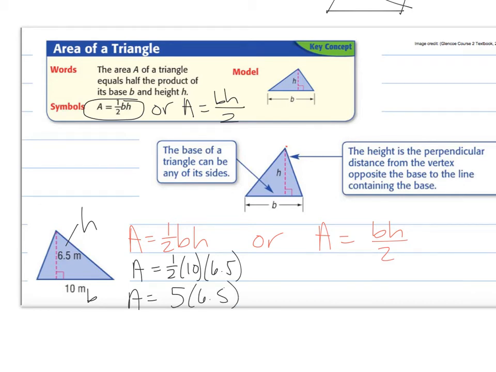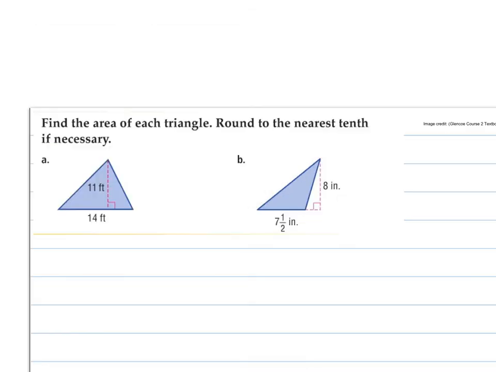Notice I'm not just plugging in my calculator. I like to write it out so that if I do make a mistake, it's easier for me to catch. So then I'm going to do 5 times 6.5. So my area is equal to 32.5 square meters. Same thing if I would have done it over here. Couple for you to try, and then we're on to our last shape.